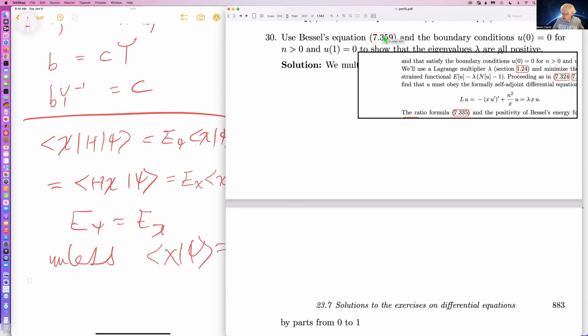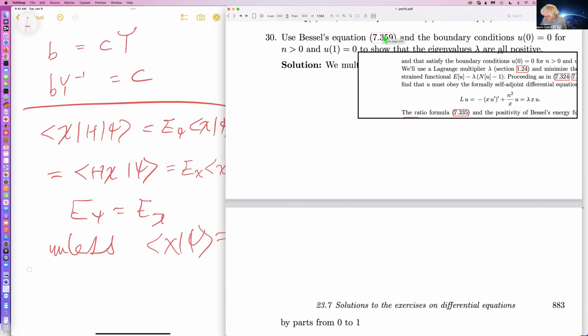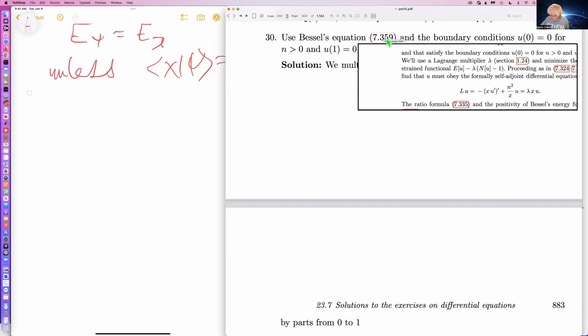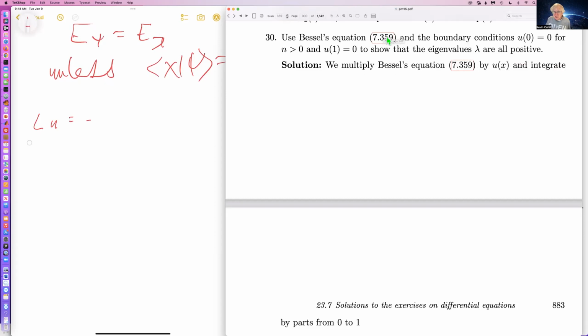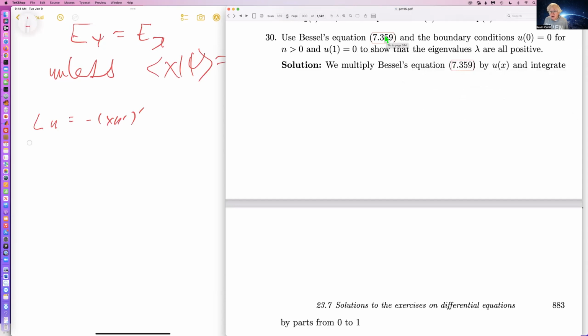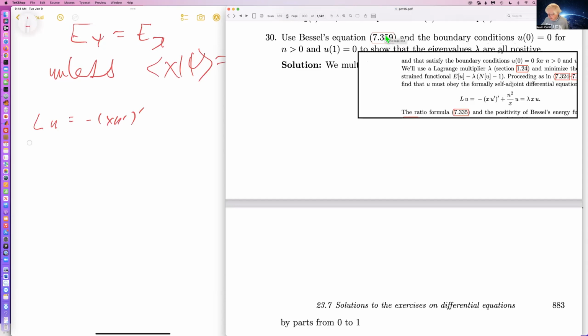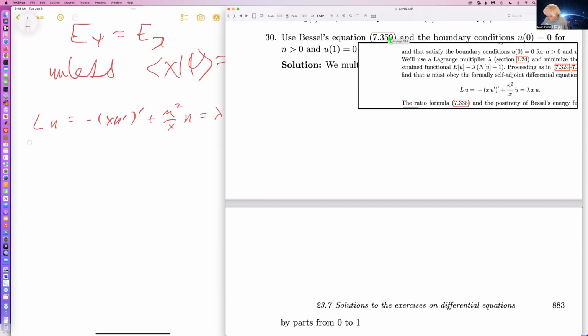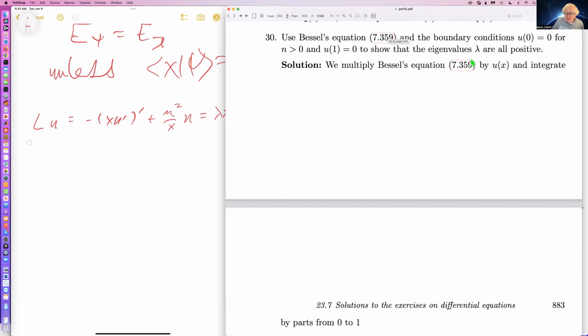So let's switch and go back to Bessel's equation. Bessel's equation looks like that. Let me copy that down because that's going to disappear. So Bessel's equation is LU equals minus (x u prime) prime plus n squared over x u, equal to lambda x u. So this is Bessel's equation in self-adjoint form.